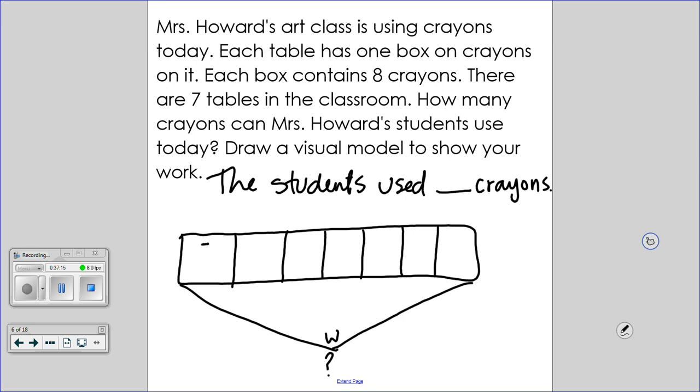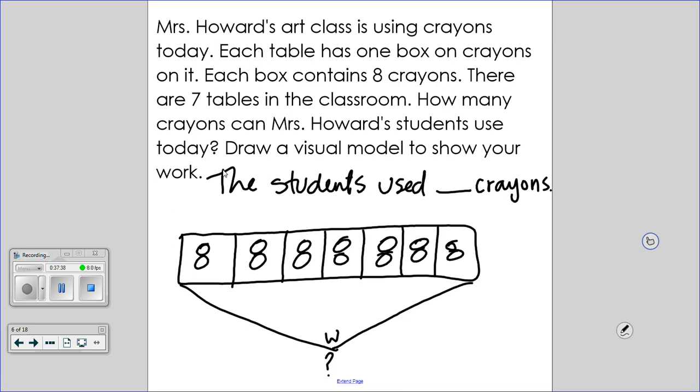So this table has 8 crayons. This table has 8 crayons. This table has 8 crayons. This table has 8 crayons. This friend has 8 crayons. All my tables have 8 crayons.